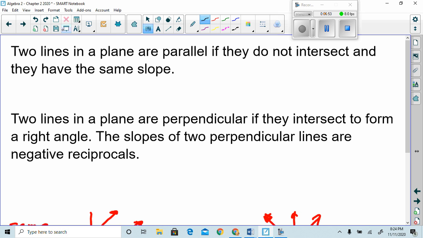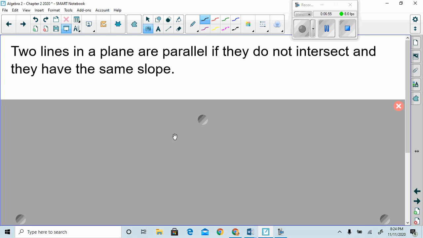Now comes an important part that I didn't get a chance to discuss yet. Two lines in the same plane are parallel if they do not intersect. So parallel lines are two lines that will never cross, never intersect. They have a special relationship with their slopes. The slopes are the same.